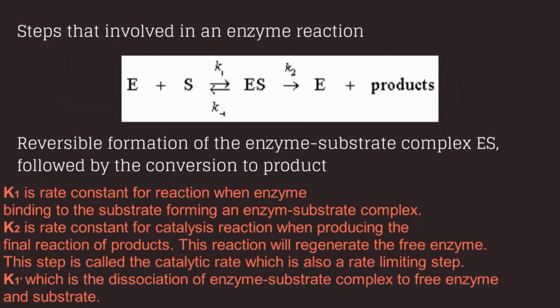Here are the steps involved in an enzyme reaction: E plus S, enzyme plus substrate, gives ES, which is the enzyme-substrate complex that acts as an intermediate, and finally we get enzyme plus product, E plus P. This is the reversible formation of the enzyme-substrate complex ES followed by the conversion to product.